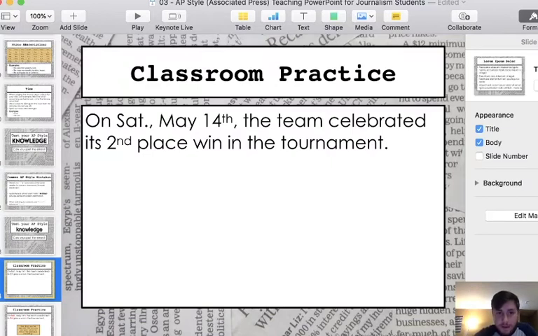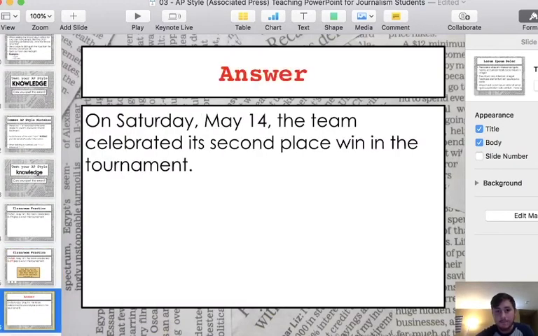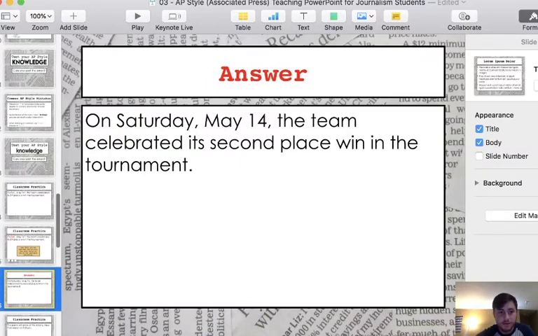So on Saturday, May 14th, the team celebrated its second place win in the tournament. Can you guys take about 30 seconds to figure out what the errors are here? So on Saturday, remember, we always write out the word of the day of the week, okay? So Saturday should not be abbreviated. 14th, the TH should not be there. The ND should not be there either. And you'll see that in the next slide. Saturday, May 14th, the team celebrated its second place win in the tournament.